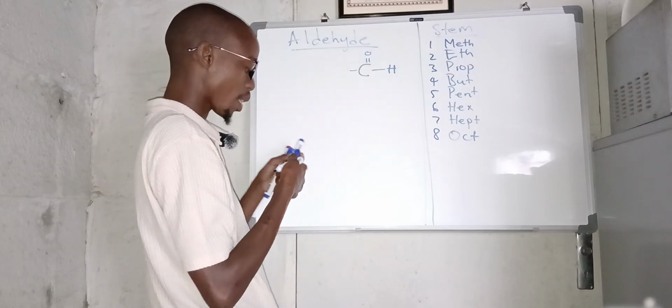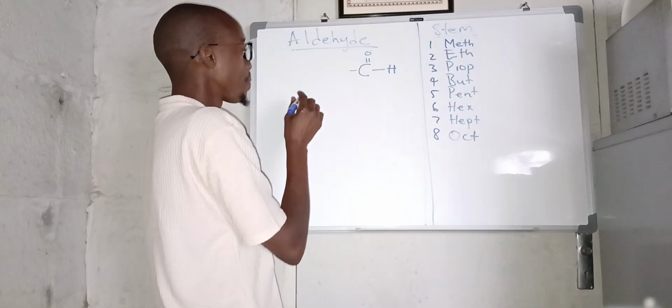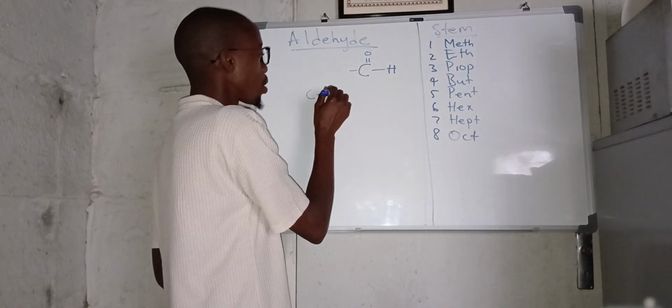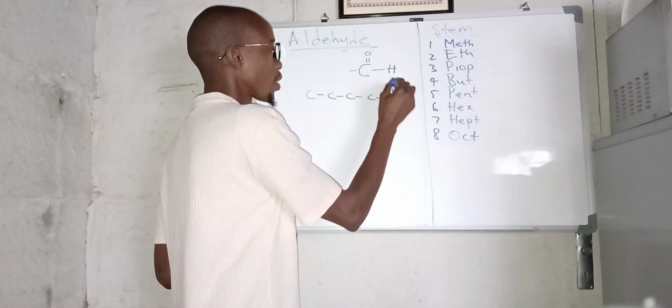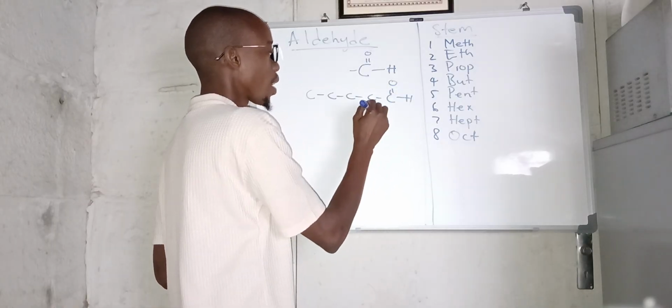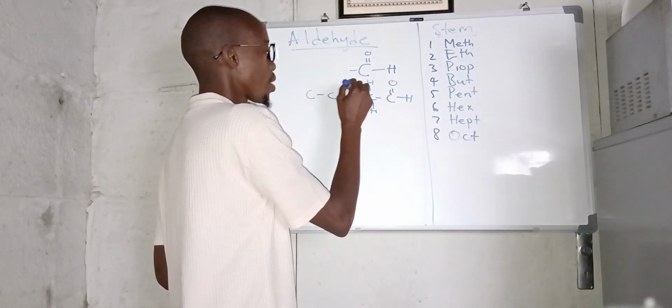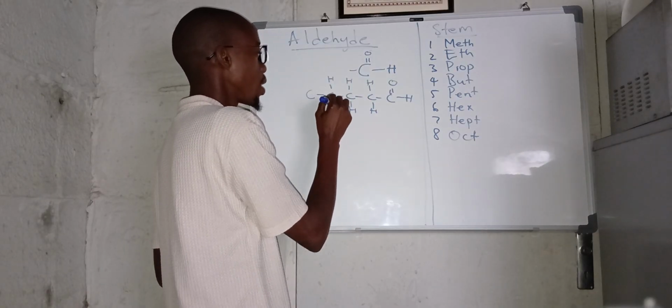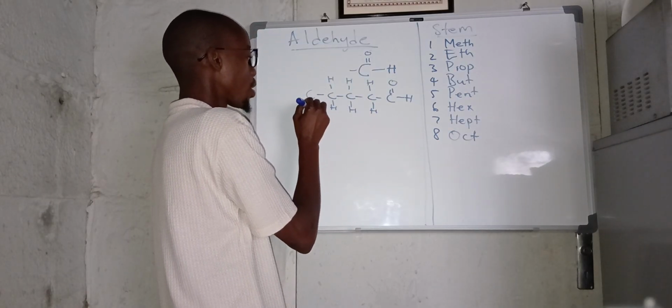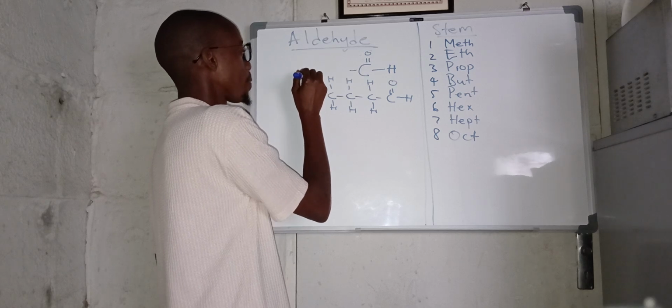So let me try to make an example with a particular structure. I'm going to say 1, 2, 3, 4, and 5, and then I put my functional group here. And then I put all the hydrogens such that I can make sure that my structure is fully bonded. Then we can name it.